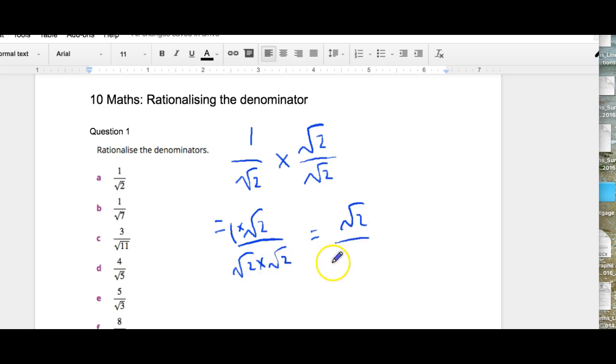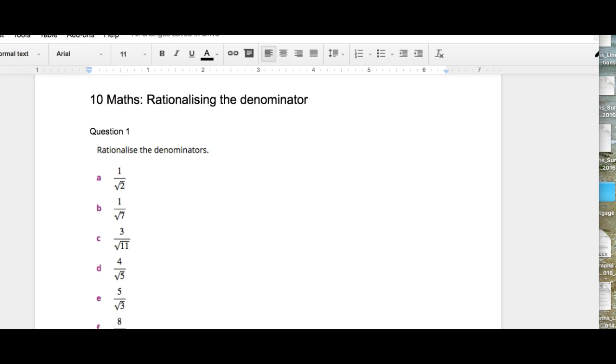Now, square root of 2 times the square root of 2 is the square root of 4, and that square root of 4 is 2. So the whole point of doing this is you can see we now have on our denominator a rational number. So this 1 over root 2 is the same as square root of 2 on 2. It's exactly the same.